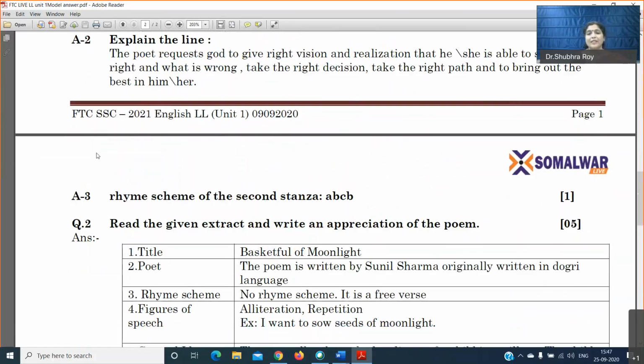The rhyme scheme of the second stanza is ABCB. This is how you write the rhyme scheme. You need not put any punctuation mark, any comma, any dash in between. You just have to write in small letters like this, abcb. Okay, that was the rhyme scheme.